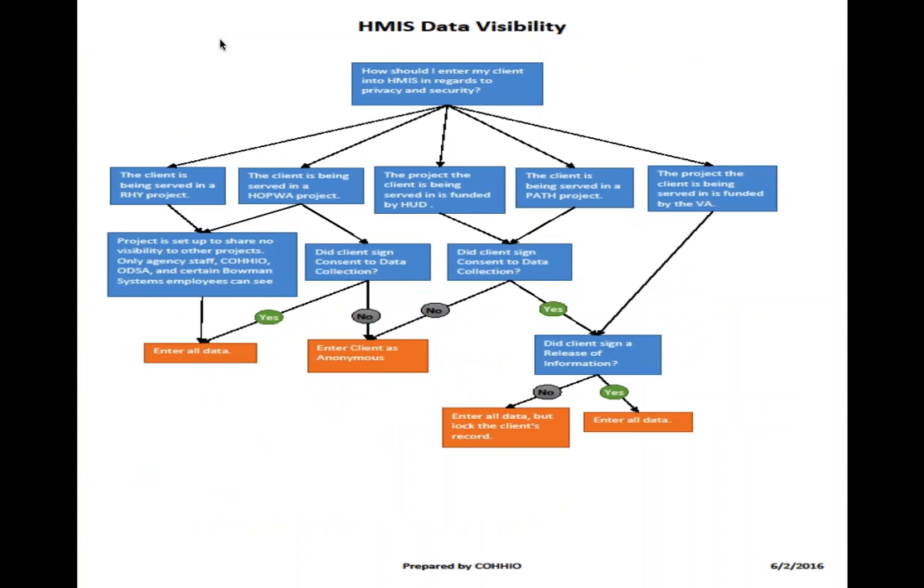So I dropped this beautiful chart that Janelle made into the presentation. A clearer, higher quality version of it will be available with the rest of the materials. And I'm not going to go over it in a lot of detail right now, but this is basically a flow chart to look at how to enter a client into HMIS in regards to what their privacy and security is. And we broke it up by project type: RI, HOPWA, HUD, PATH, or SSVF, VA program type.